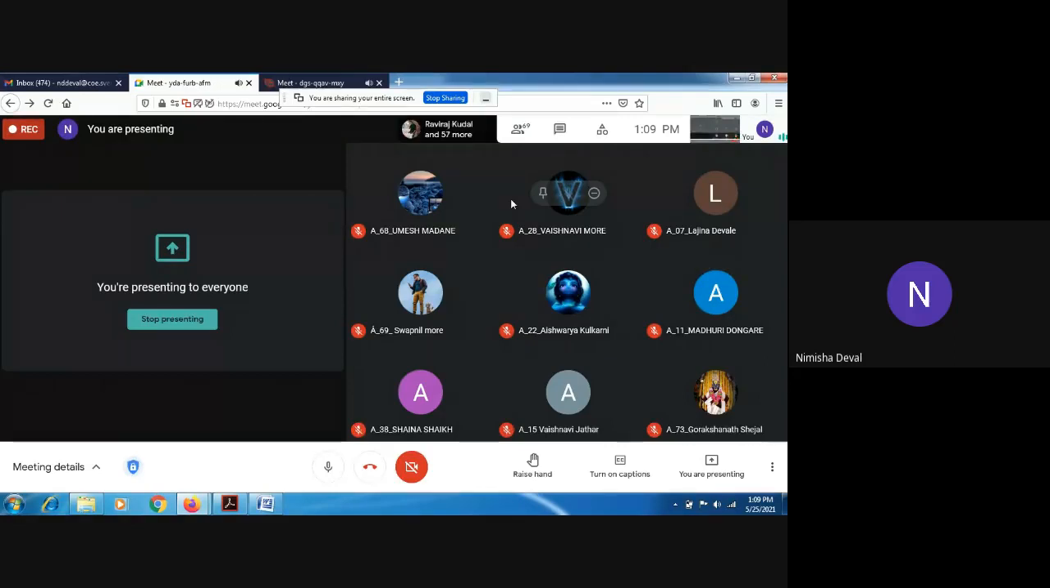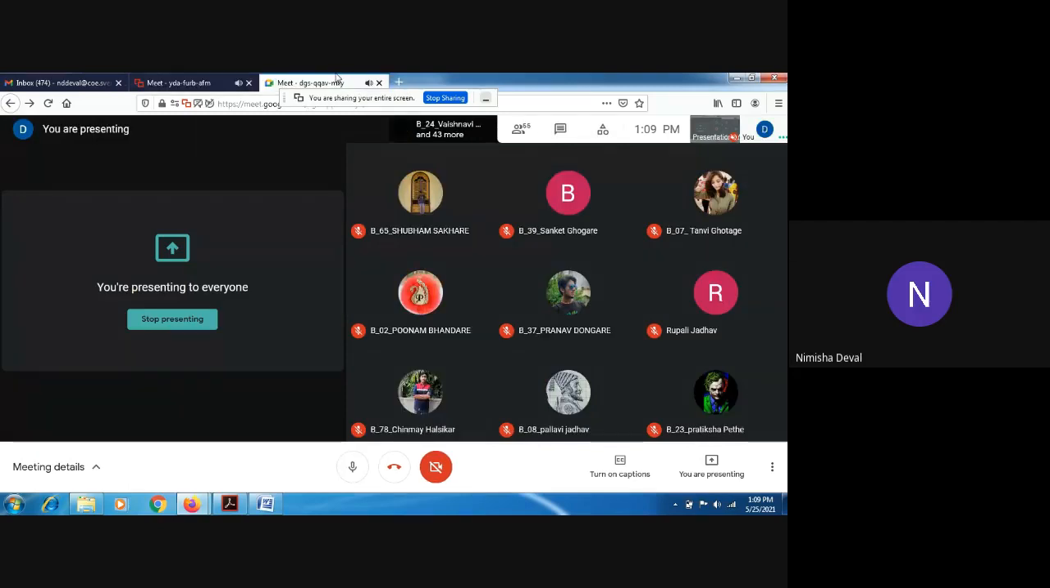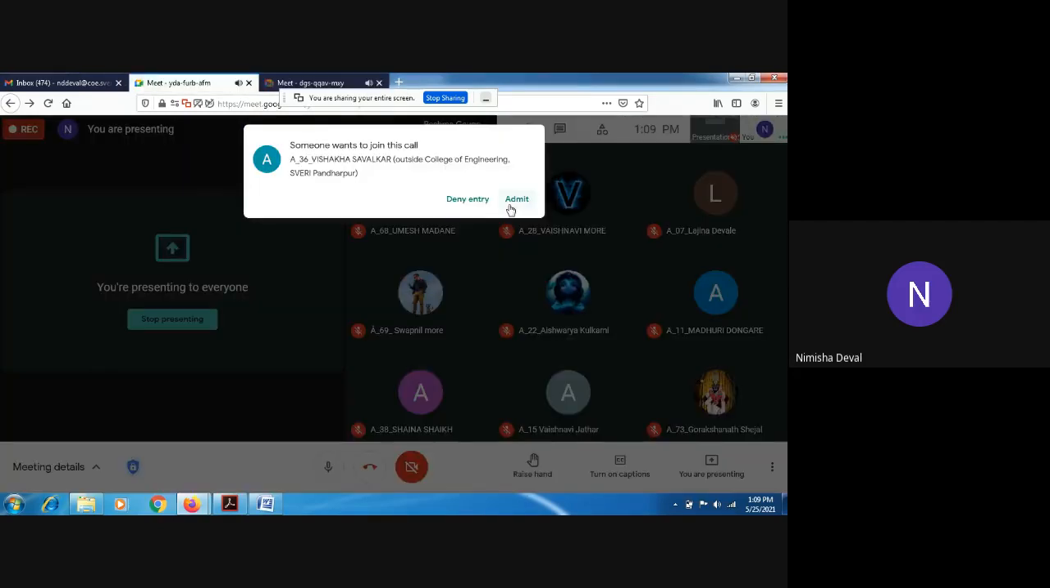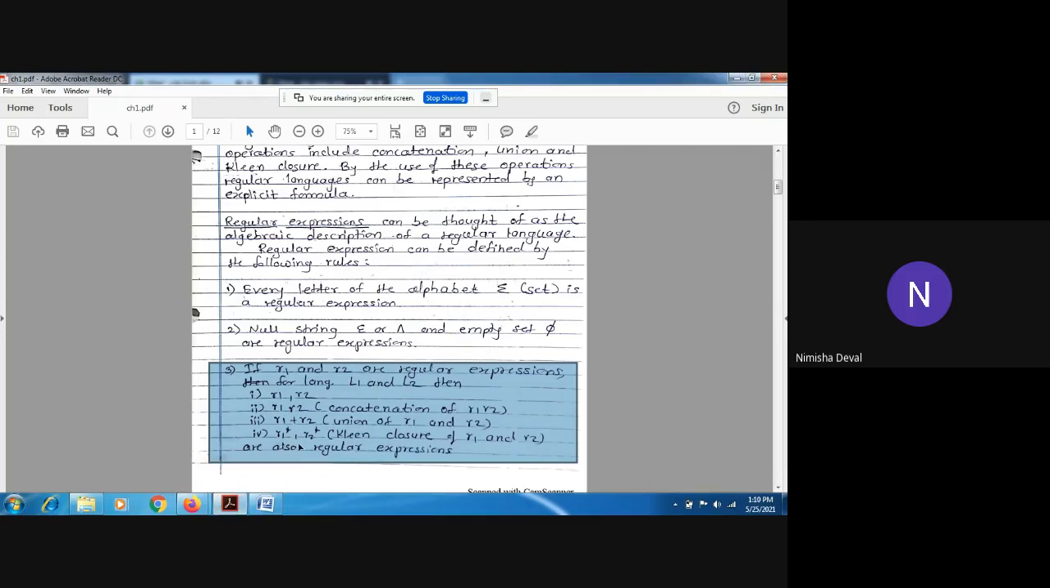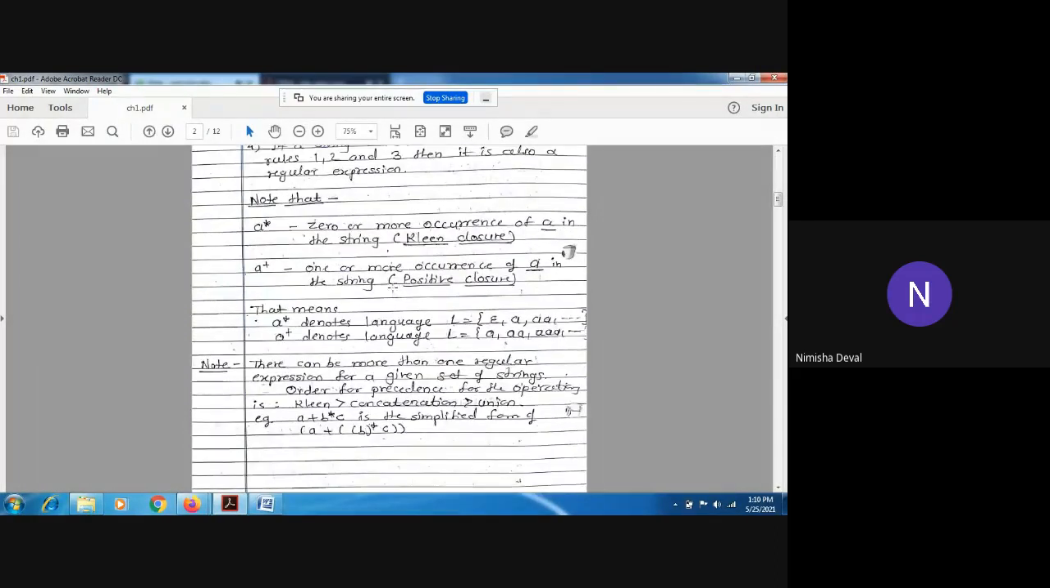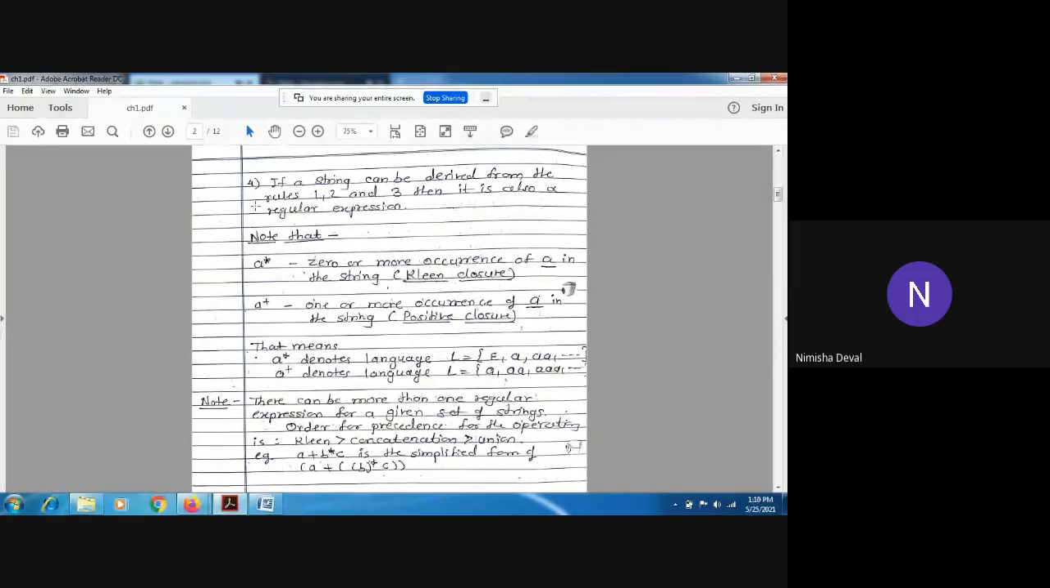What is the Kleene closure? Okay, I will repeat what is meant by Kleene closure and what is meant by positive closure. Kleene closure is nothing but zero or more occurrences of a given string. And positive closure is nothing but one or more occurrences of a given set of strings. And together, the three rules can design a regular expression.